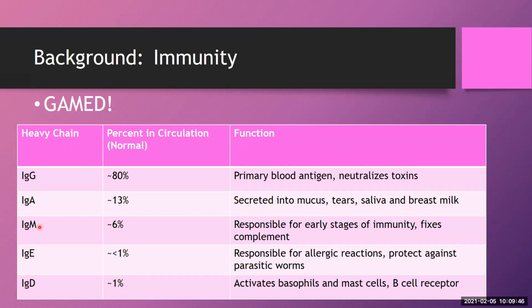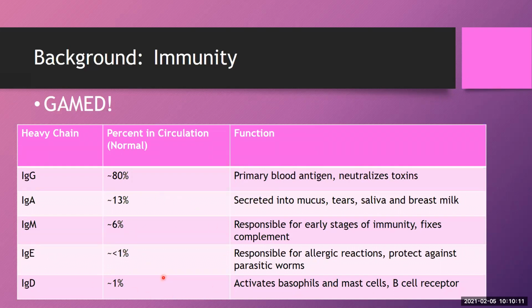IgM is the largest antibody, but it's the third most frequent in the serum, where it's responsible for the early stages of immunity and fixes complement. And then IgE and IgD are very, very limited in the serum, where they are 1 and less than 1%. And they are responsible for allergic reactions, where that's IgE, and then for activating certain inflammatory cells for IgD.